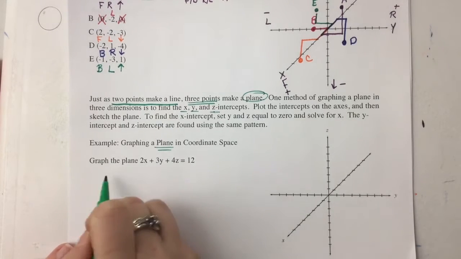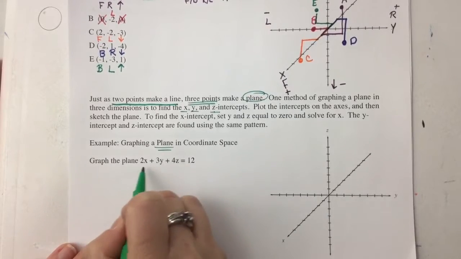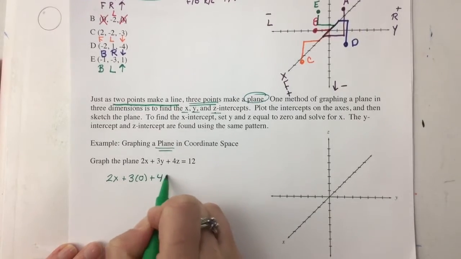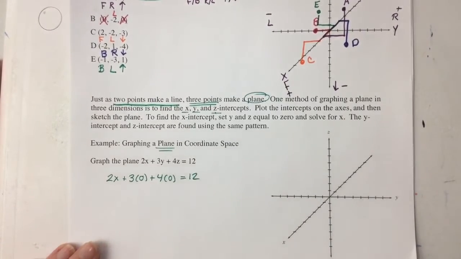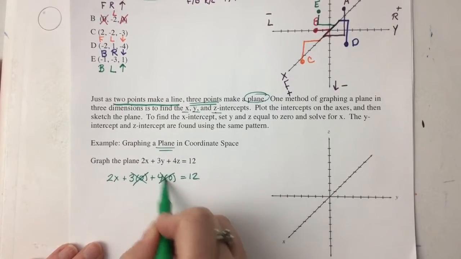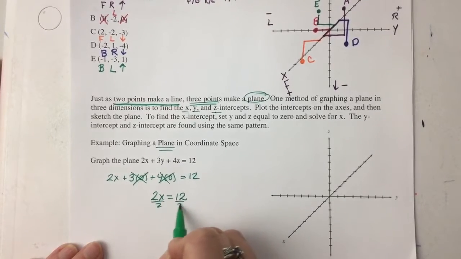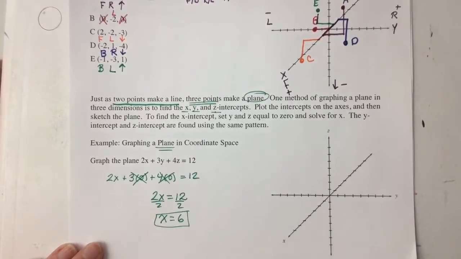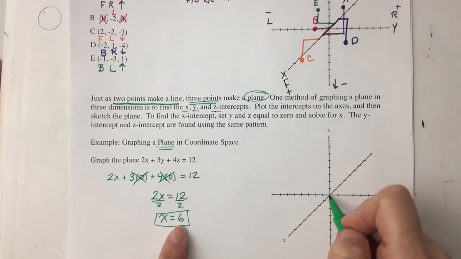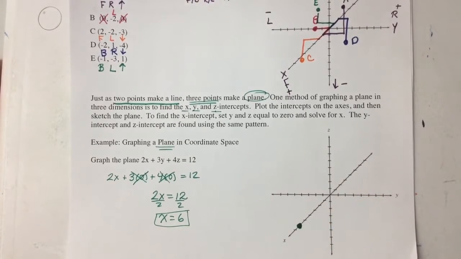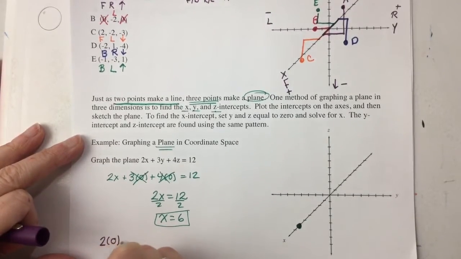Okay, so if I want to find the x-intercept, what that means is I keep x in, and I'm going to fill in a 0 for y and z. Well, this would cancel, so 2x equals 12. Divide both sides by 2, so x is 6. Remember, the x-axis is forwards and backwards. This is positive, so on the x I go forwards 1, 2, 3, 4, 5, 6. There is my x-intercept.